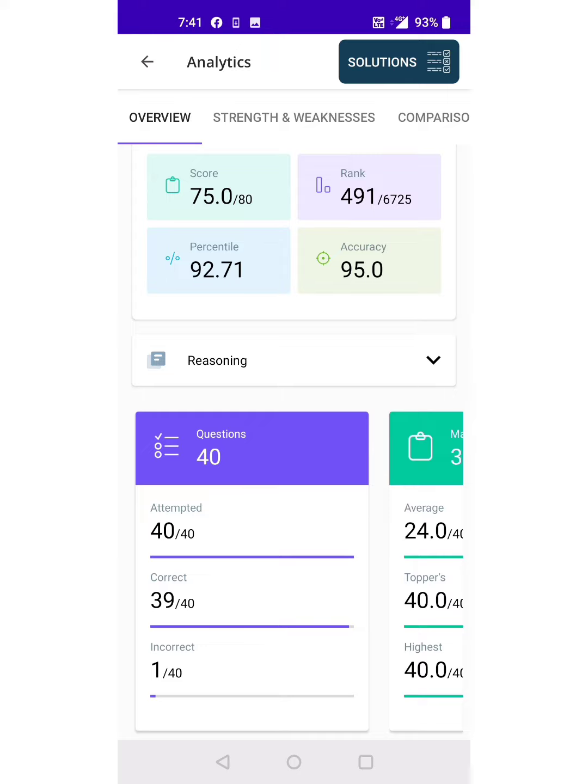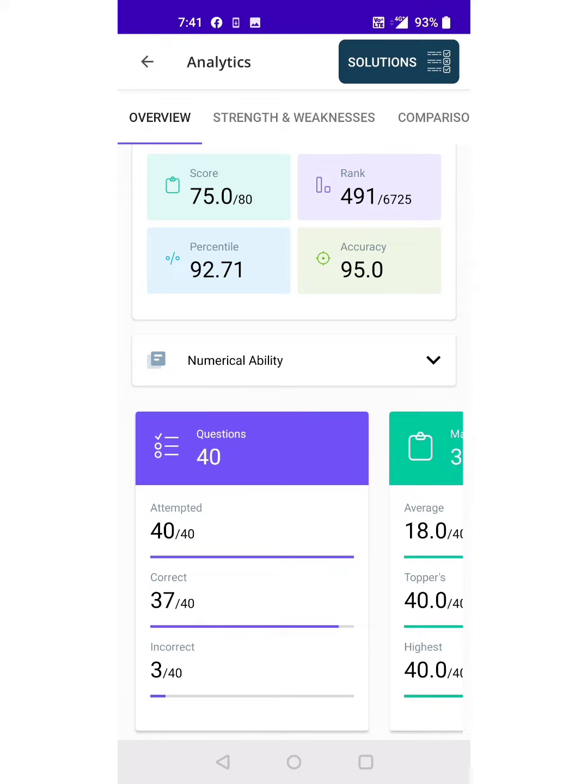Next we will go to the quant section. In this quant section I attempted all 40, but 3 are incorrect and 37 are correct. So this is my score of the quant section.